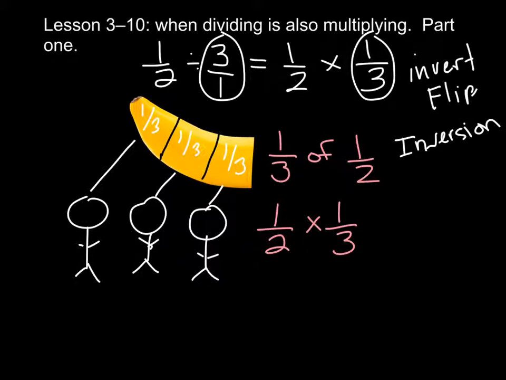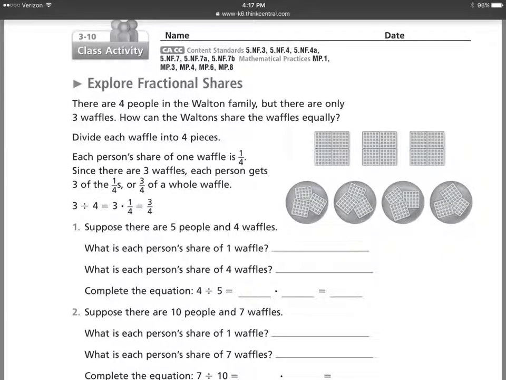Now turn to workbook page 91 and follow along with me. Page 91, we have a question here that says there are 4 people in the Walton family, but there are only 3 waffles. How can the Waltons share the waffles equally? Well, each person is going to get 1/4 of each of the waffles.